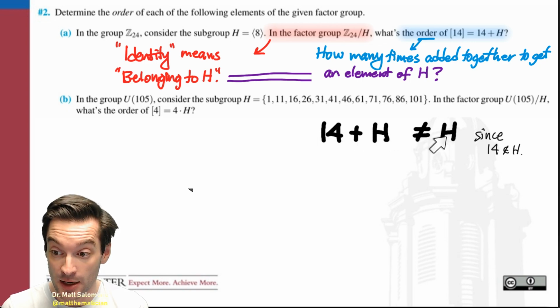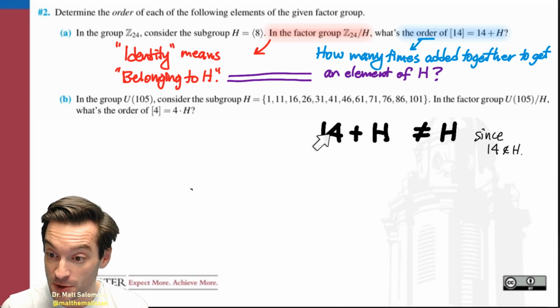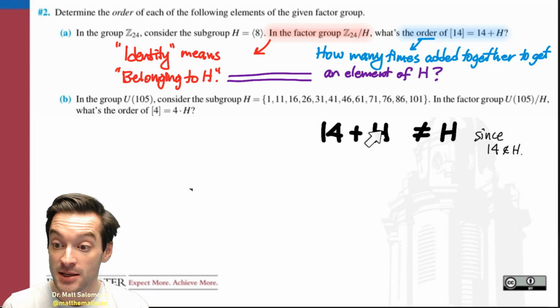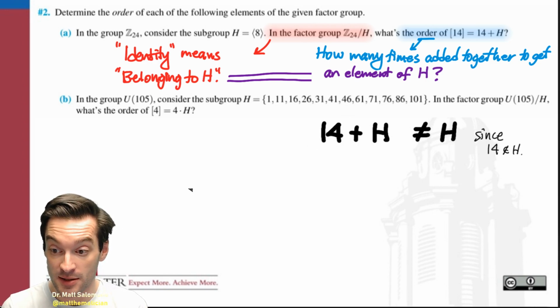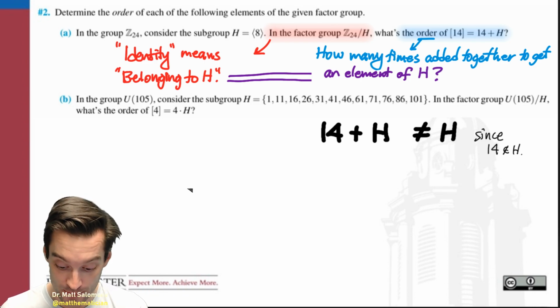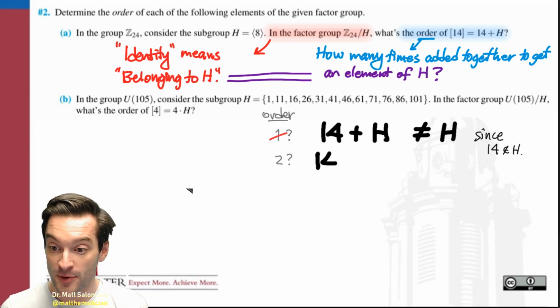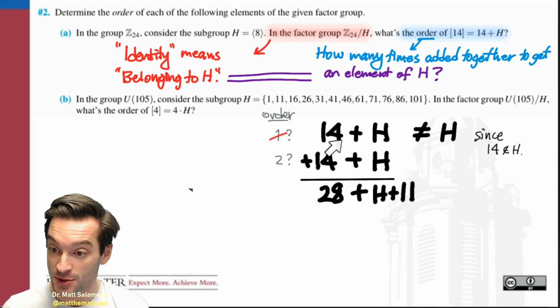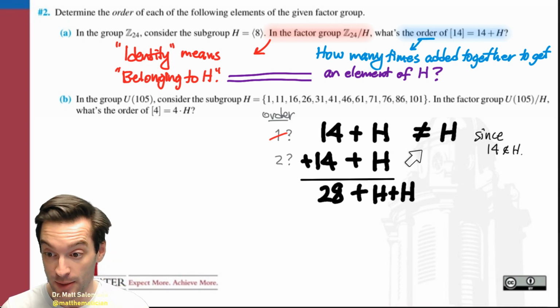14 plus H is not going to equal the coset H, the subgroup H, unless 14 was already an element of H. And in which case this would be true by closure, right? But since 14 doesn't belong to H, when I add 14 to every element of my subgroup H, I'm going to get some non-trivial coset of H. So we know for sure that in the factor group, the order of this element is not 1, because 14 plus H is not equal to the identity element.